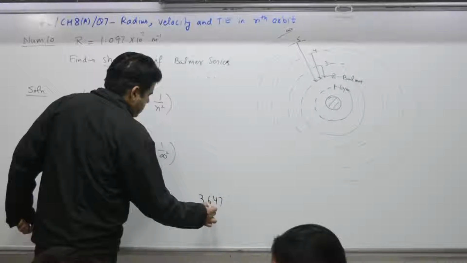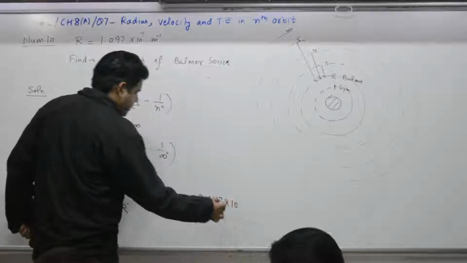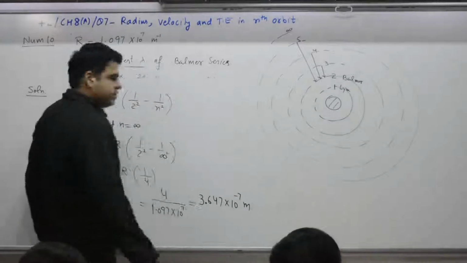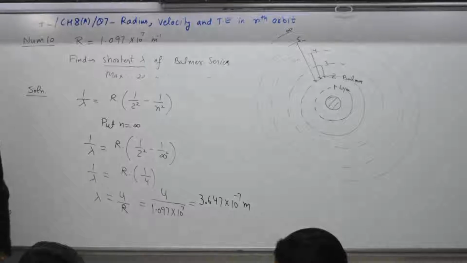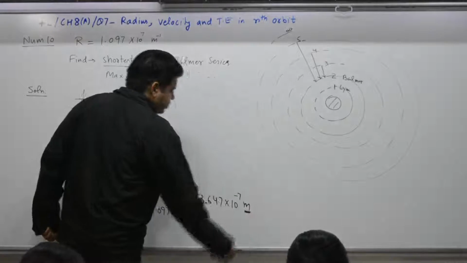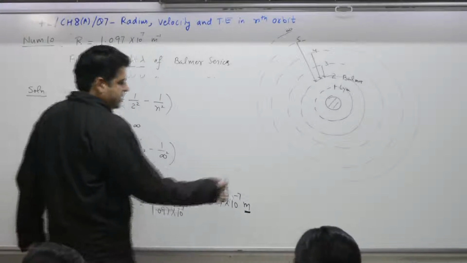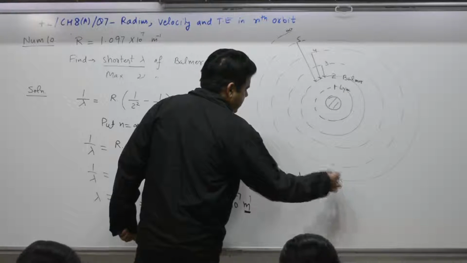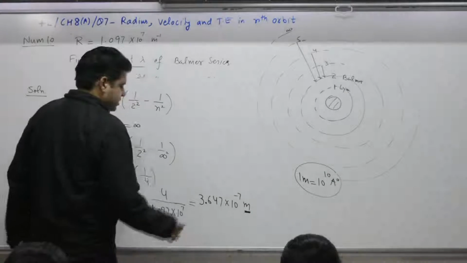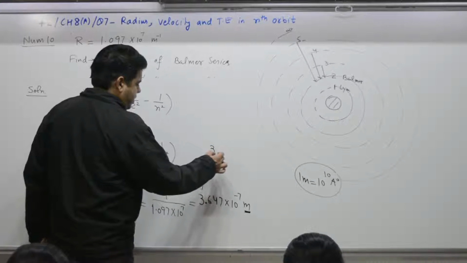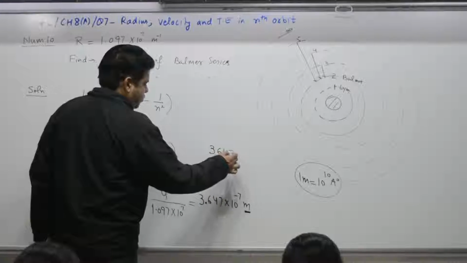Into 10 raised to the power minus 7 meters. In angstrom, yes. 1 meter is 10 raised to the power 10 angstrom. If you put this value, 1 meter is equal to this, what you get is, we can write it here, 3, 6, 4, 7.